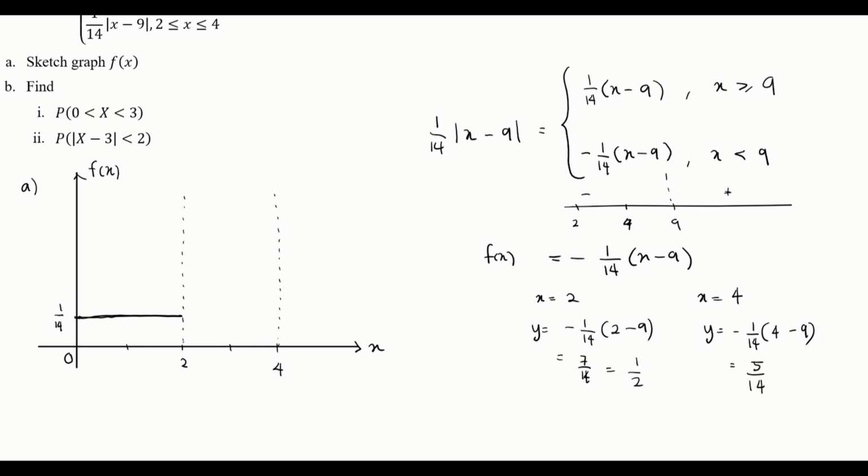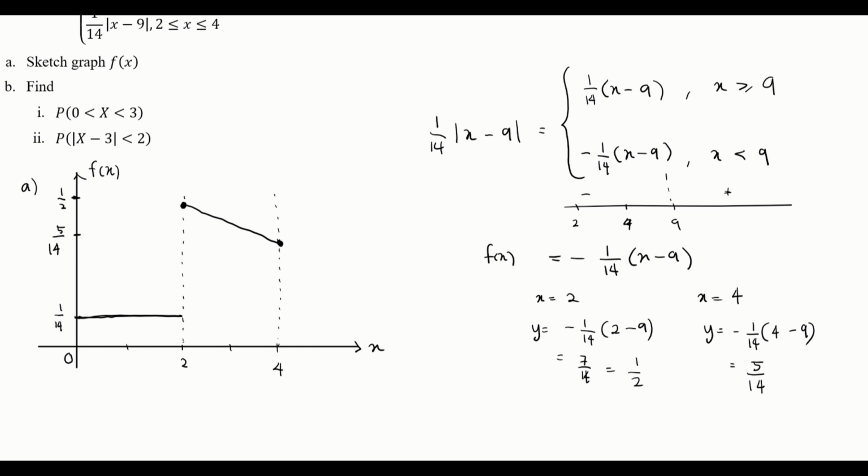So 7 over 14, or 1 over 2, is up here. When x equals 2, y equals a half, and when x equals 4, y equals 5 over 14, a bit down here, maybe here. So we connect these two points with a straight line, and we get the graph for the function f(x). Alright, so we finish the first part of the question.